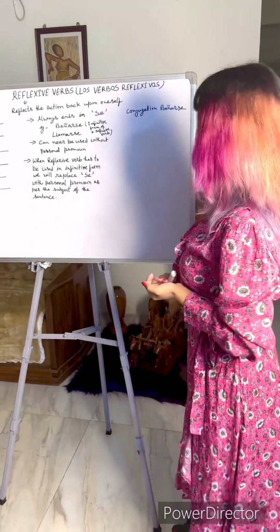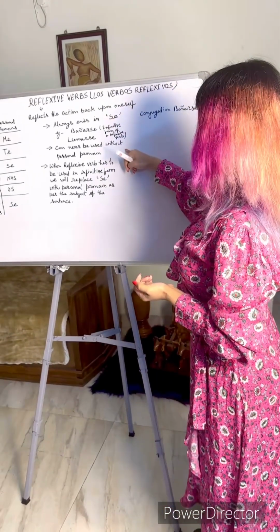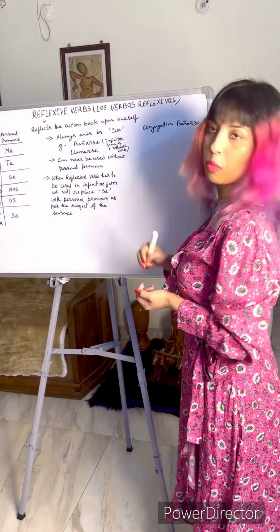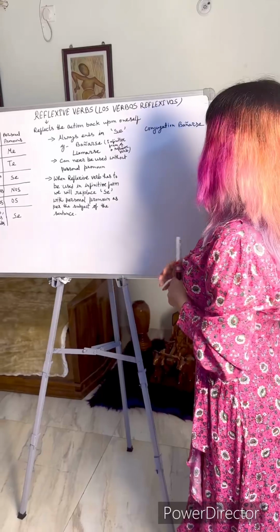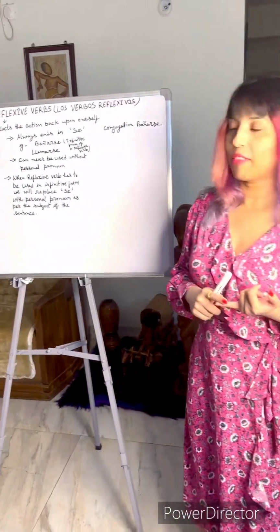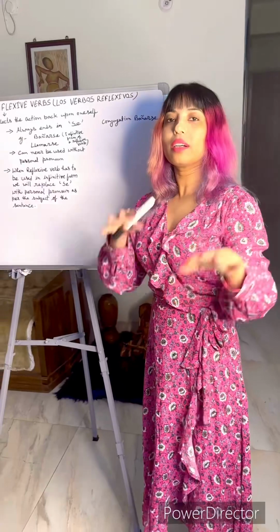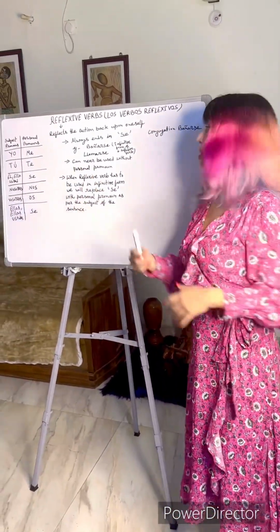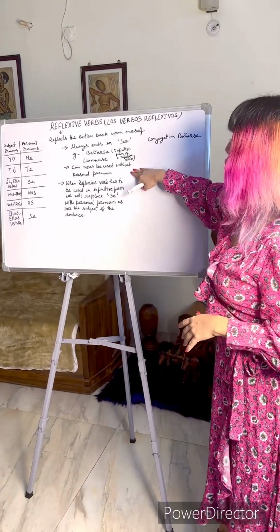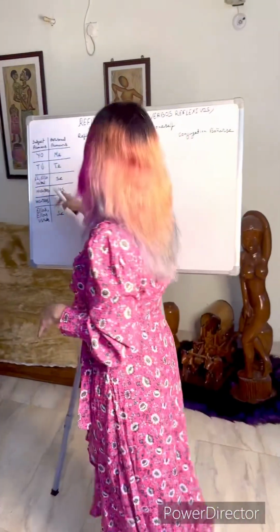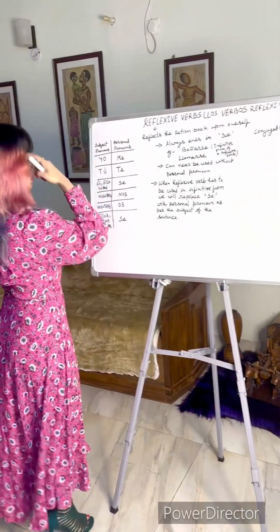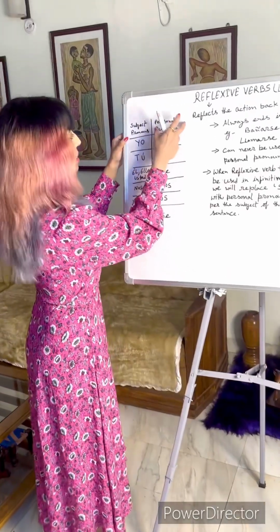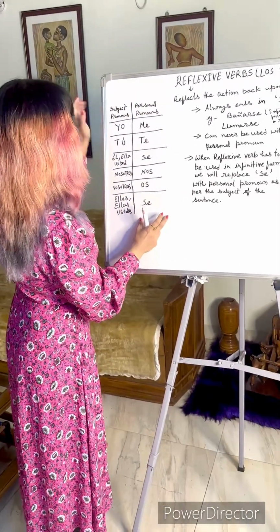And a very important rule: reflexive verbs can never be used without a personal pronoun or reflexive pronoun. So the conjugation of reflexive verbs is similar to the conjugation of normal verbs, like normal AR, ER, IR ending verbs. But you are supposed to use it with personal pronouns, like subject reflexive pronouns. So you need to memorize this personal pronoun list.